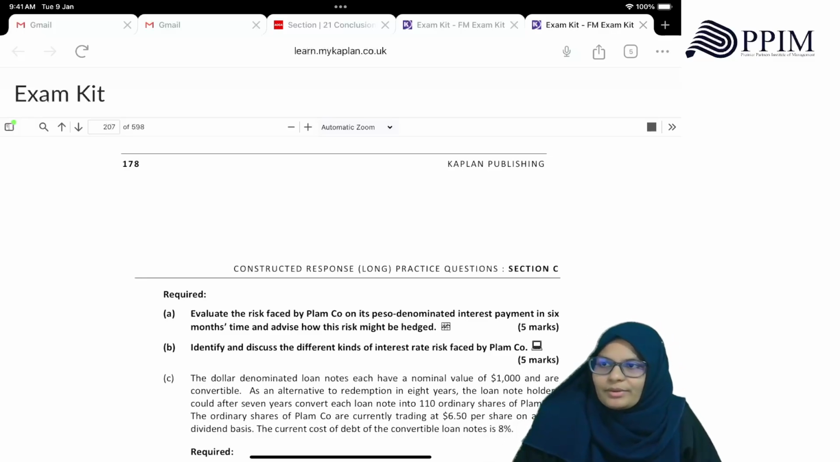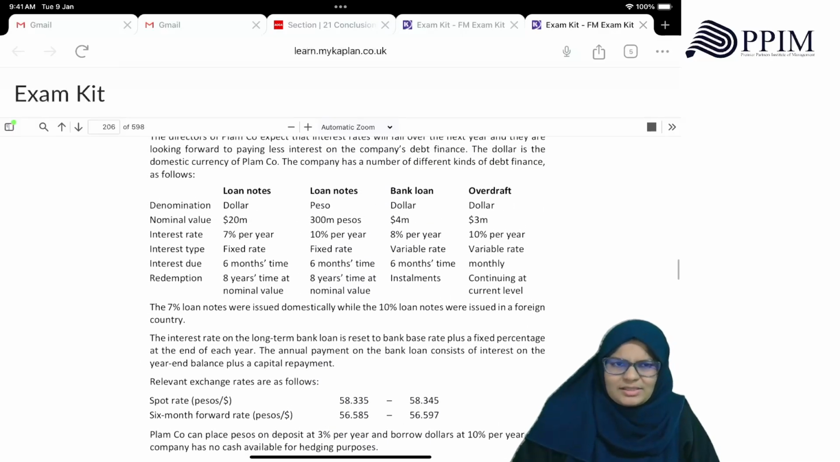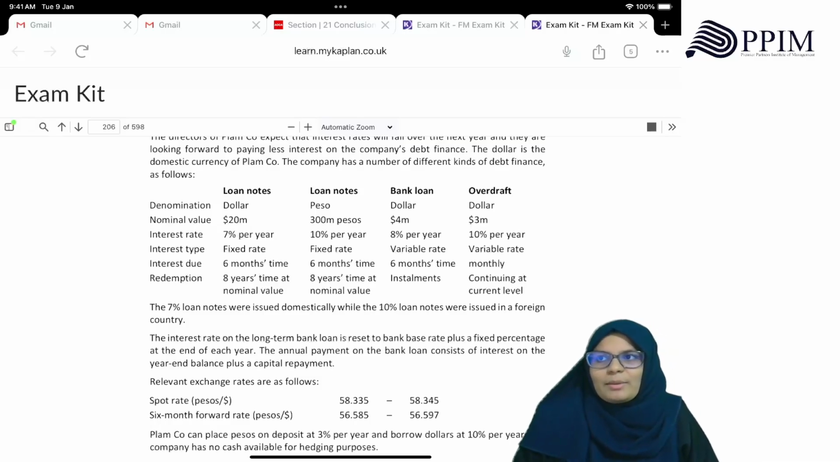Can't help it. Okay. Right, then they're saying identify and discuss the different kinds of interest rate risk faced by the company. Okay. Now, when I look at the marks again, 5 marks, I don't think from this question I can make 5 points. Okay. So chances are that in this case, I have to make maybe 2 to 3 points and explain, because I can explain. Okay. So what's the interest rate risk here?